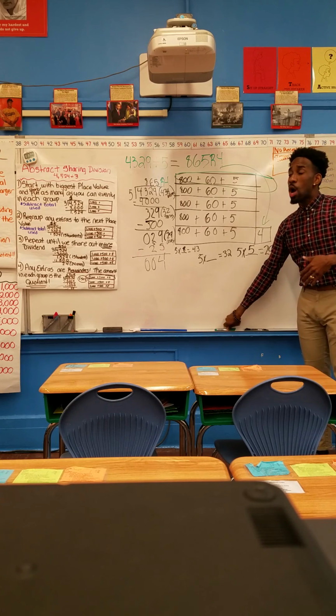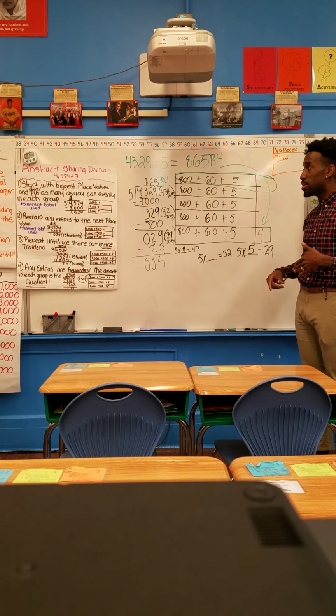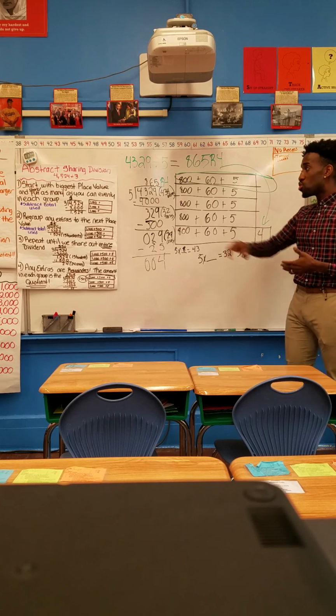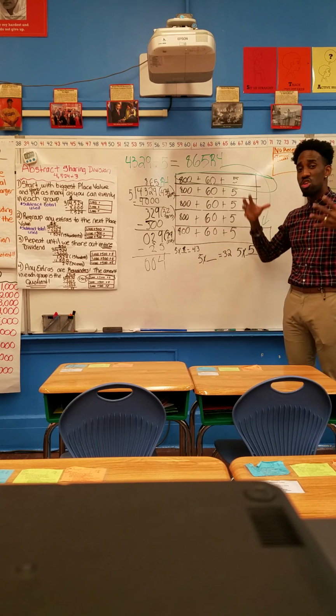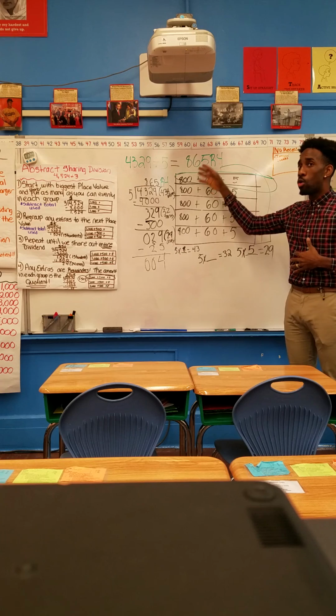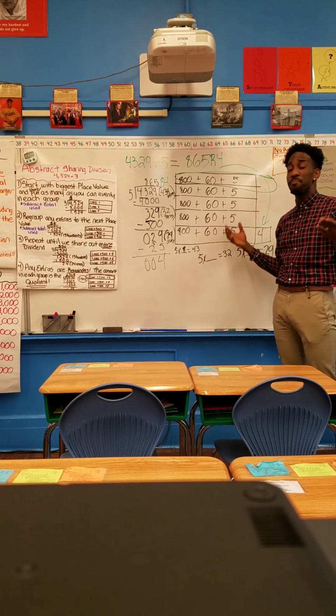That's how we solve this problem using the abstract sharing method. Remember, we always start with the greatest place value, and we think, how can we share out that amount throughout all of my groups? And if I cannot share out, then I have to regroup.